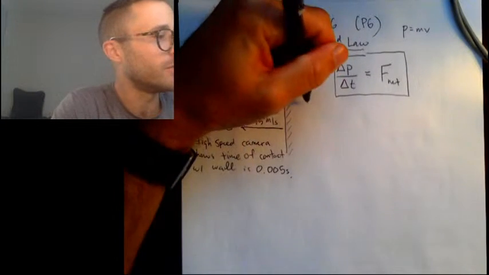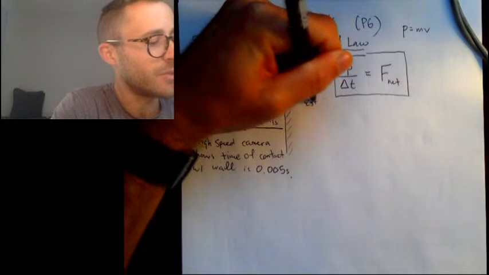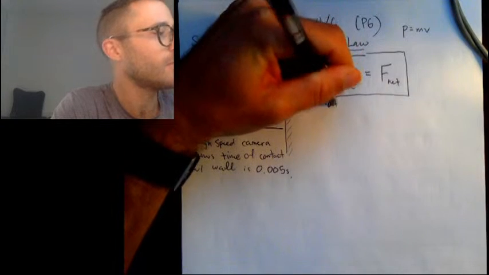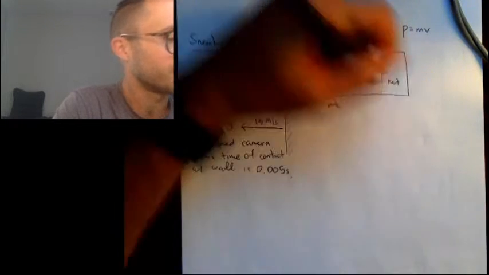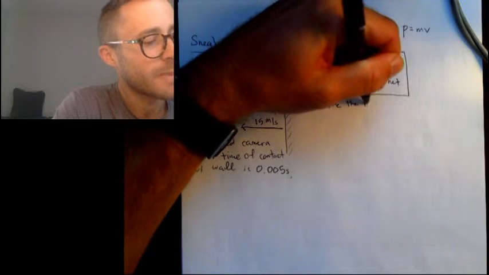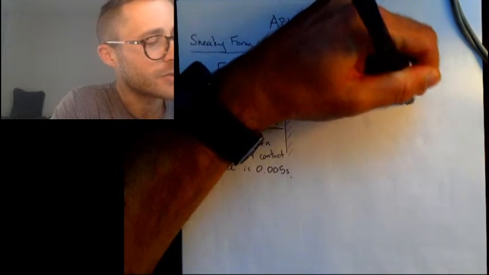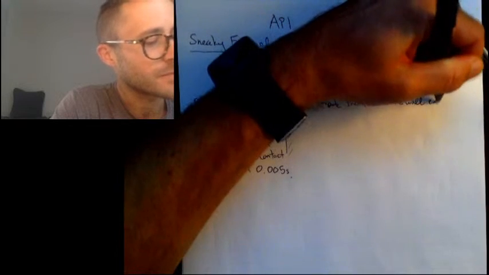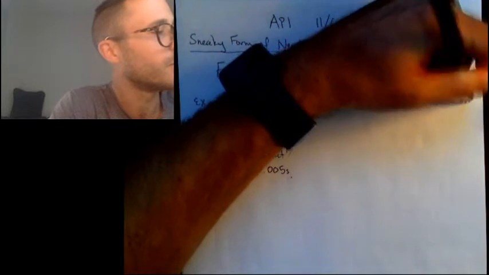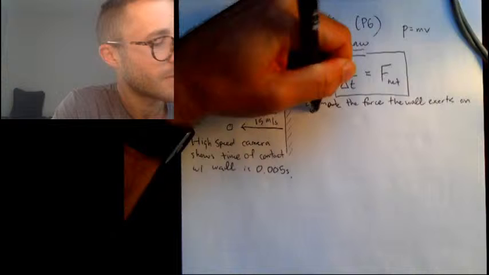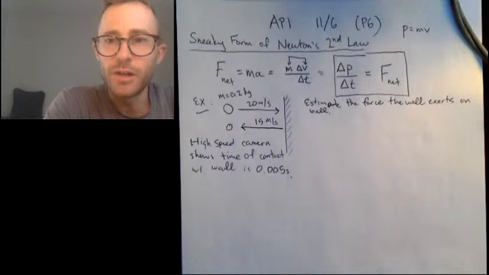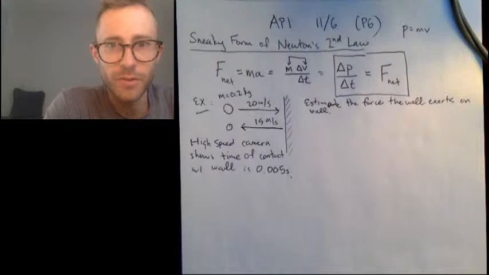What we would like to do is estimate the force the wall exerts on the ball. And so we're going to do that using the sneaky form of Newton's second law.